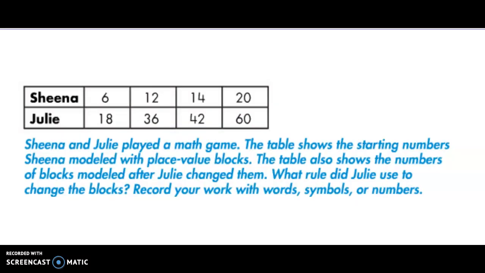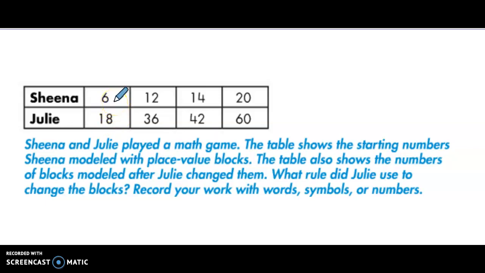We have Sheena and Julie now. They're playing a math game. Sheena starts with something and then Julie's changing it. I just summarized basically what that said down there. So we're going to have to figure out a rule. When I look at Sheena, she's at 6 and then it's jumping to 18. So I have two options. It's getting from smaller to bigger, so it could be adding, it could be multiplying.